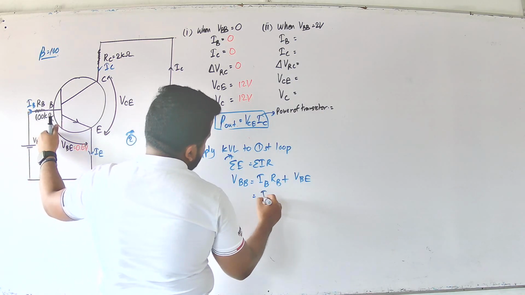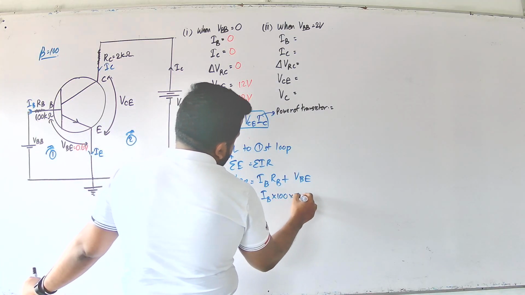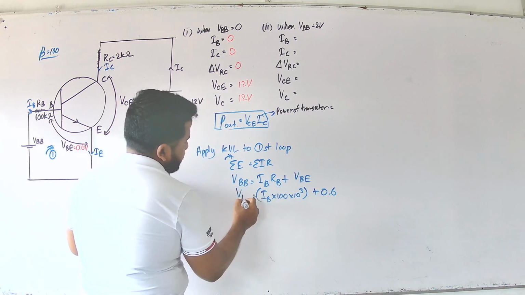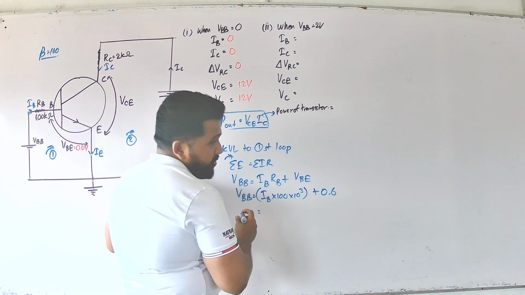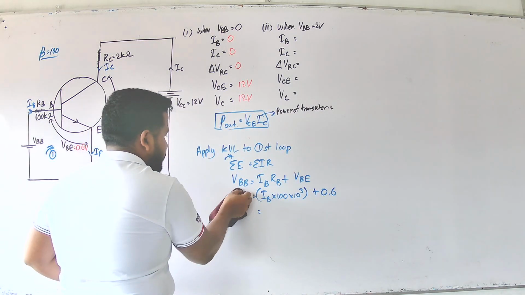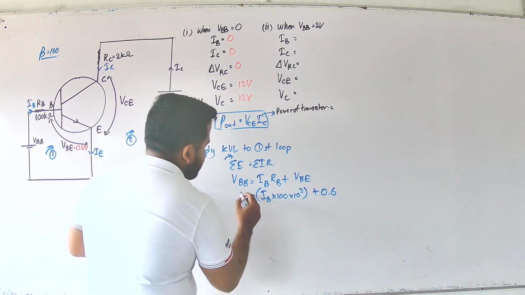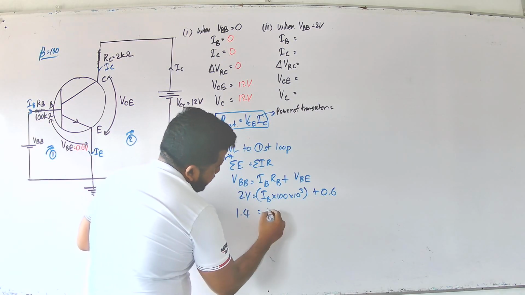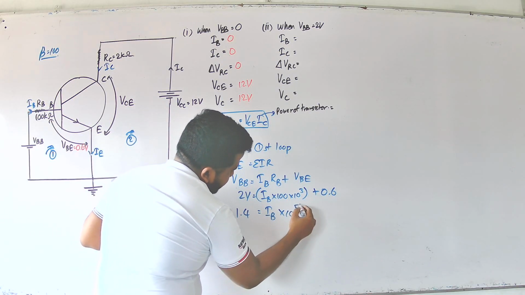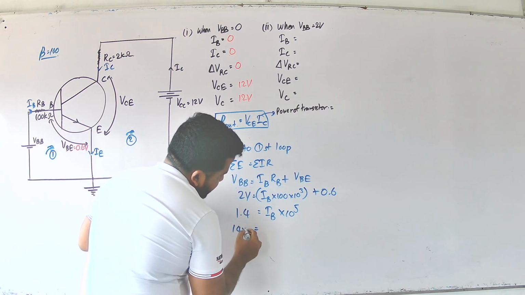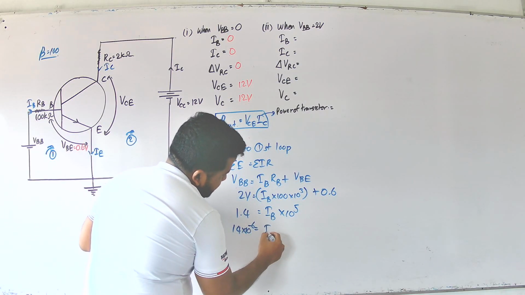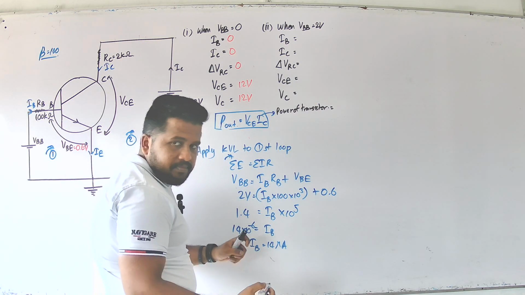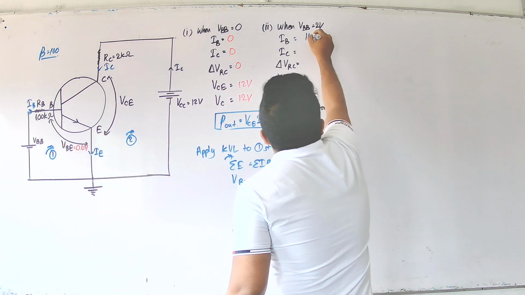IB RB means IB times 100 into 10 to the power 3. VBE means 0.6, VBB means 2 volts. So 1.4 equals IB into 10 to the power 5. That means IB equals 14 into 10 to the power minus 6, IB equals 14 microamps. Right? Okay.